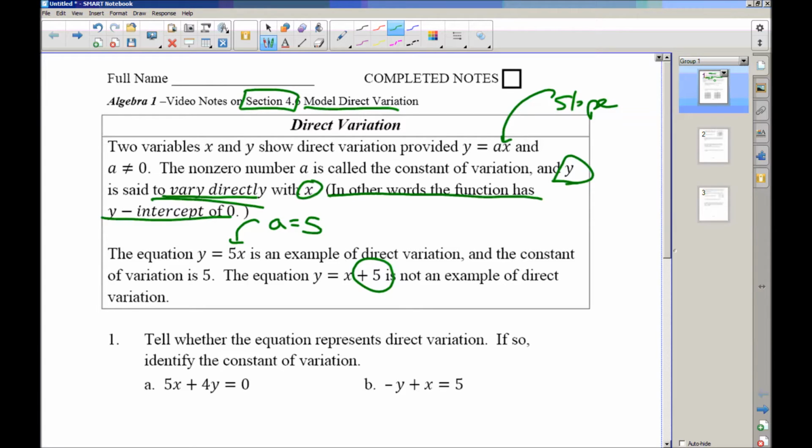Okay, and you can think about this in real life. Direct variation is best modeled with money. So for working, if you work 0 hours, you get $0. This is our hours, and this is our money. And then for every hour you work, you're going to get some amount of money. And we're going to get a direct variation equation that looks like this. So it'll go through 0.